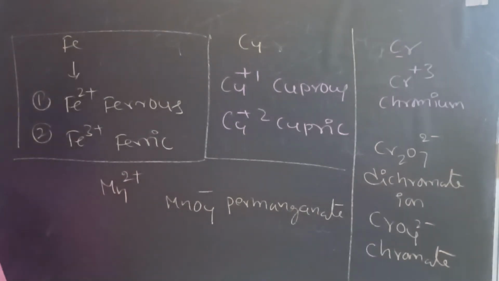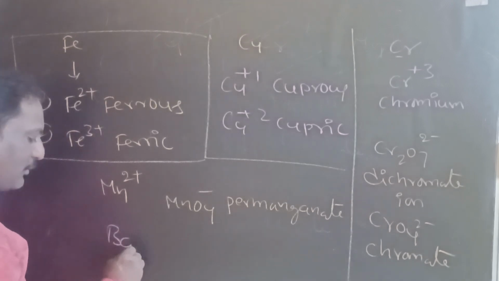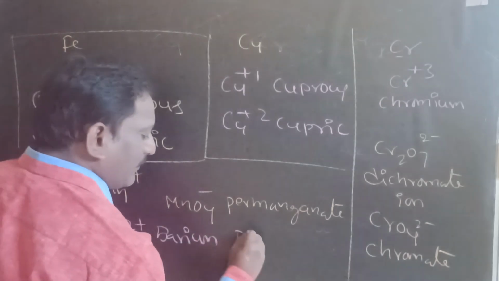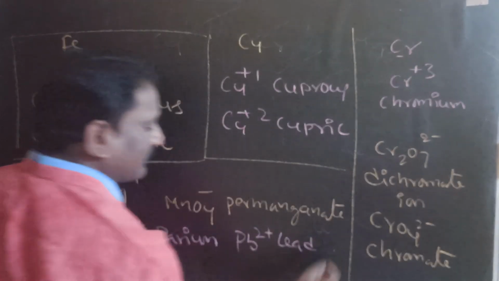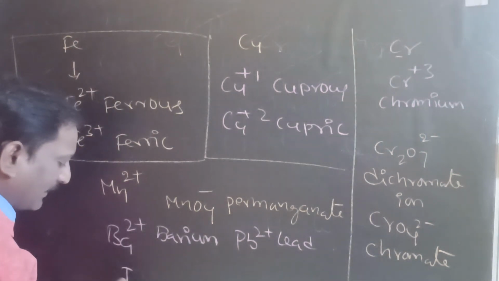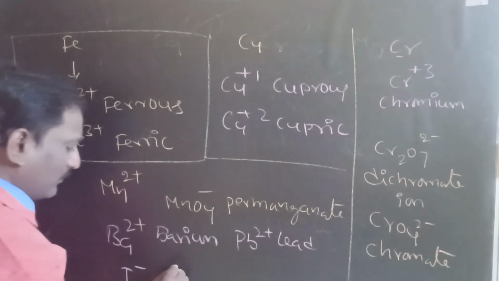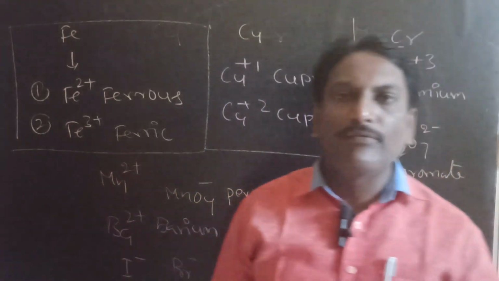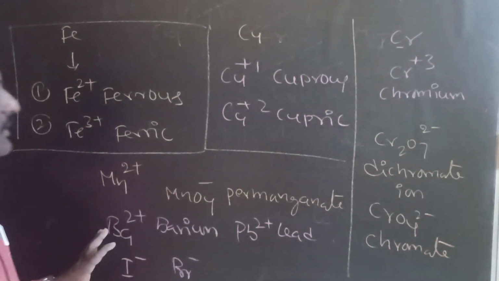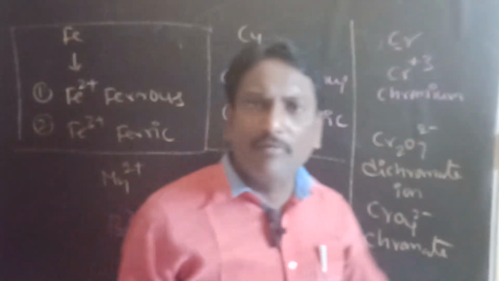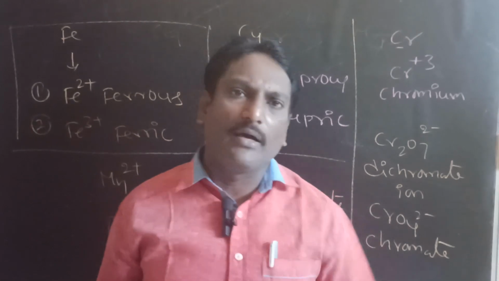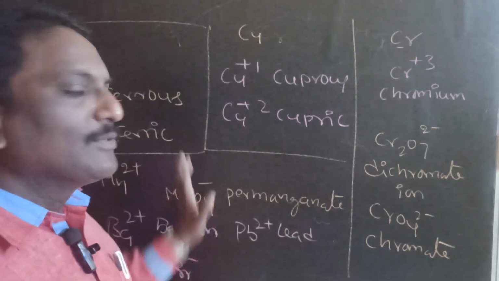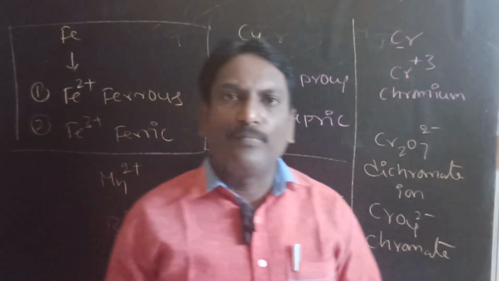Right? Next, very important ions: Ba2 plus, barium ion, Pb2 plus, lead ion. Next, iodide, I minus, bromide, Br minus. So these are the very important ions. Please copy all these ions. While explaining chemical reaction equations, I will give a few more ions related to the content explained, so no need to worry about that. So at least learn these basic ions.